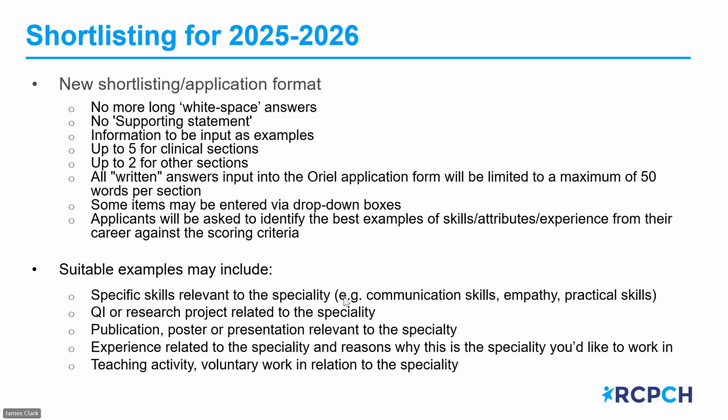In terms of the quality improvement or research project, all of the other sections apart from the clinical sections, we're only looking for 2 examples rather than 5. So you have 200 words per section for those, and that includes your quality improvement, your teaching, your research, and leadership if that's relevant.